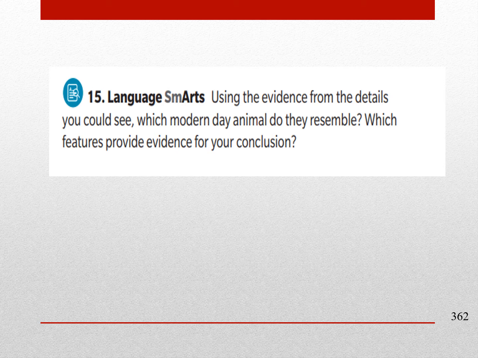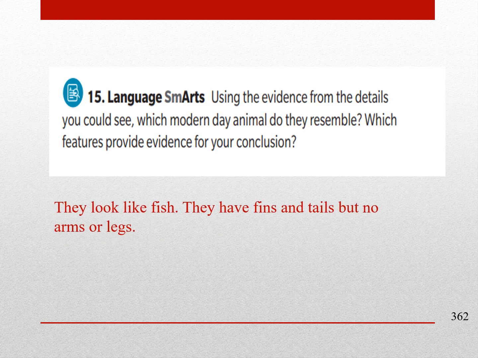Using the evidence from the details you could see, which modern-day animal do they resemble? Which features provide evidence for your conclusion? Excellent. They look like fish. They have fins and tails, but no arms or legs.